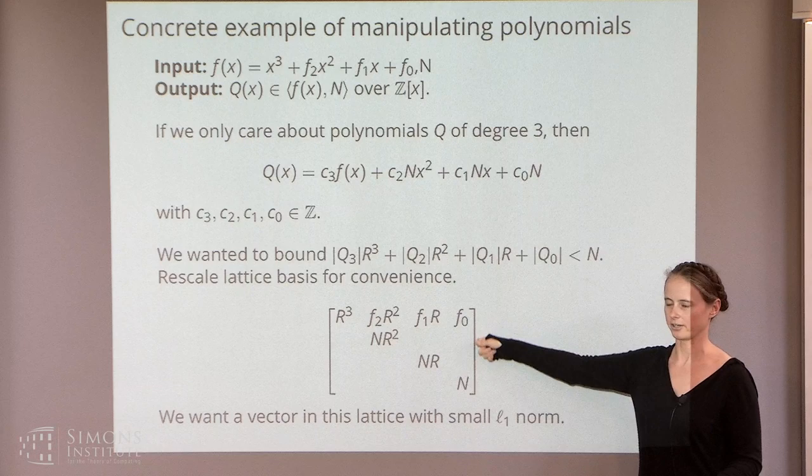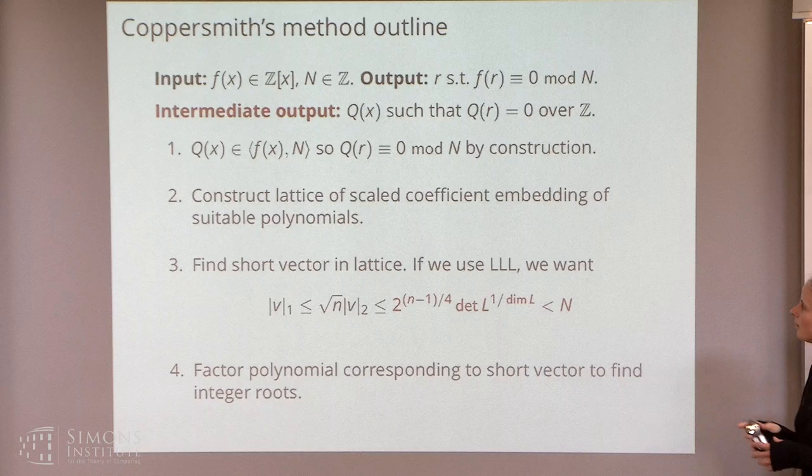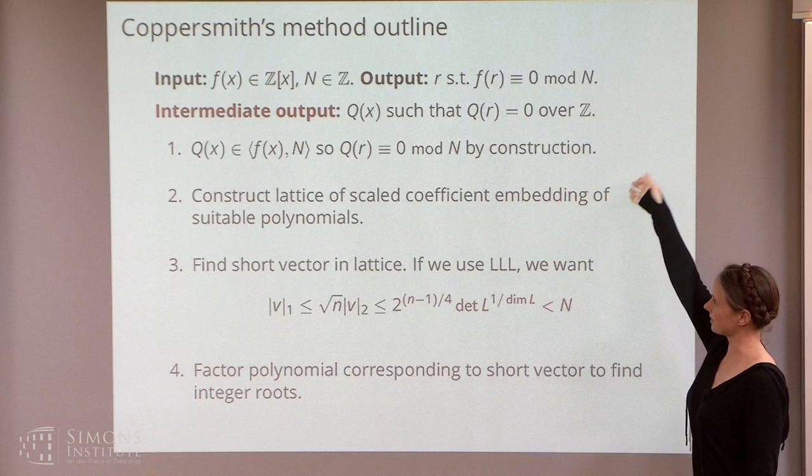And how do we do that? We run LLL on it. So this is the summary of what we did so far. We're going to construct the lattice of the scaled coefficient embedding of some suitably chosen polynomials, and we're going to find a short vector in the lattice.